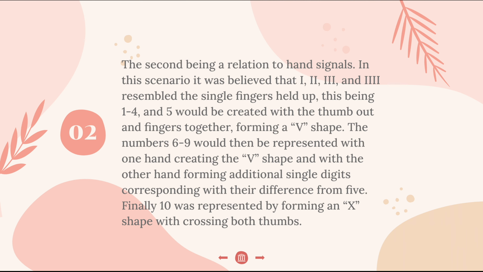The second being a relation to hand signals. In this scenario, it was believed that 1, 2, 3, and 4 resembled the single fingers held up, this being 1 through 4, and 5 would be created with the thumb out and fingers together, forming a V shape. The numbers 6 through 9 would then be represented with one hand creating the V shape and the other hand forming additional single digits corresponding with their difference from 5. Finally, 10 was represented by forming an X shape by crossing both thumbs.